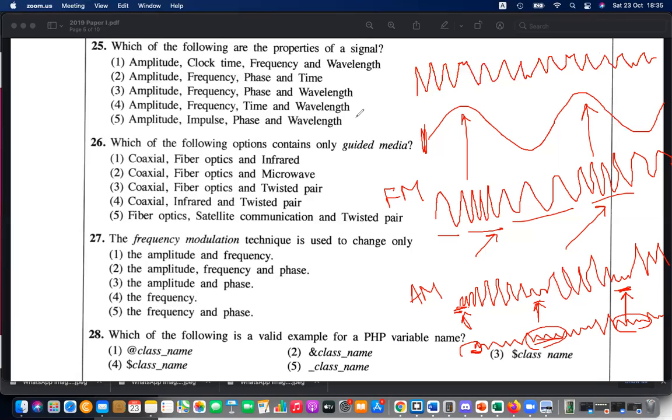AM, FM, and PM. FM is easier, right? FM is easier for the technology. It's very good, giving good sound and a good transmission mechanism. Therefore, the most popular one is FM, which is used for radio channels. Frequency modulation is changing the frequency only, and the wavelength. It's not changing the amplitude, the pitch or the direction, only the frequency.